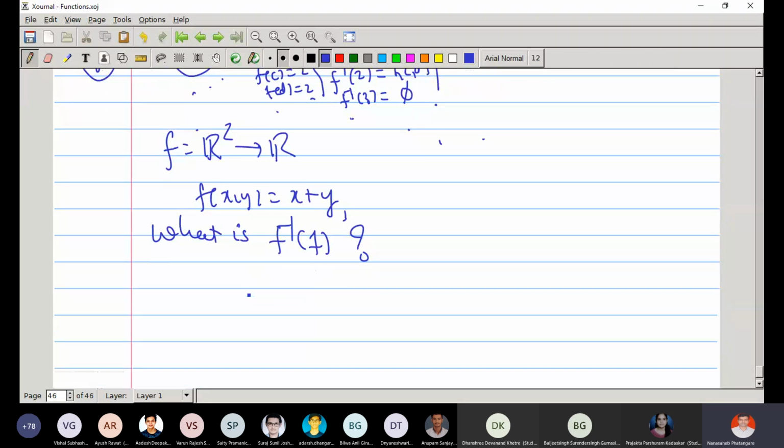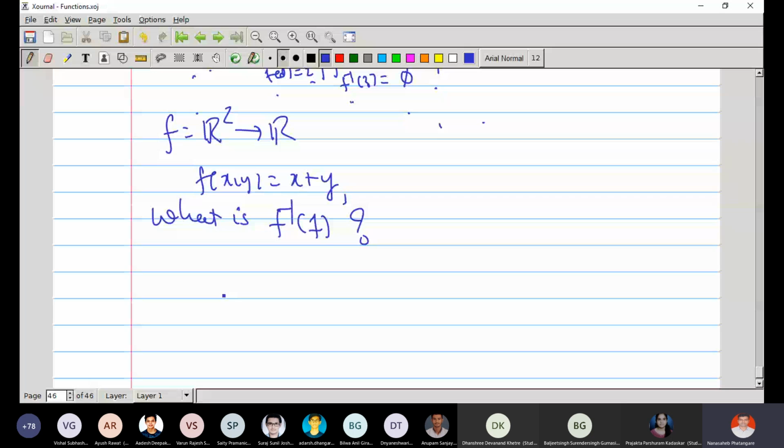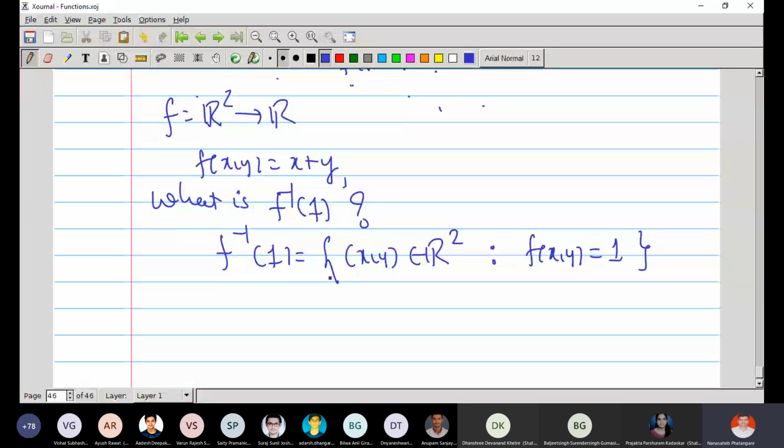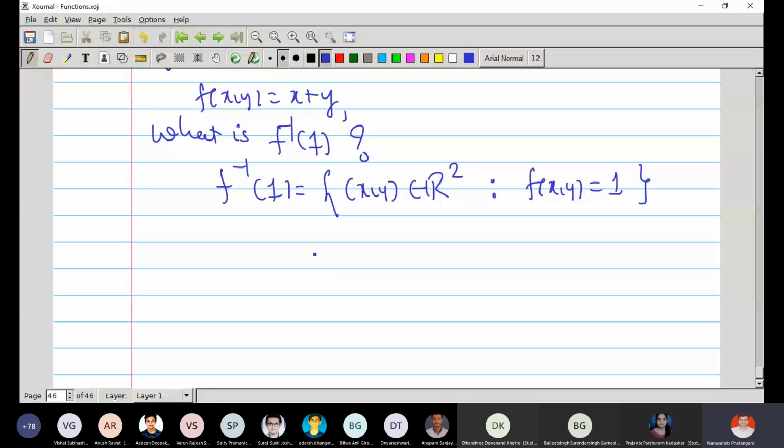What are the points which are inverse images? (0, 1) and (1, 0). You are right, but are these the only points or are there many more? Many more points are there. Let us see. By definition, what is f inverse of 1? Those points in the domain whose image is 1. Let us go step by step, then you will get the clear picture.